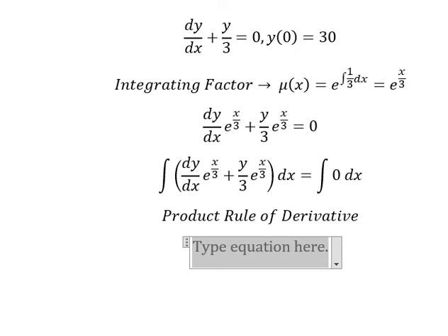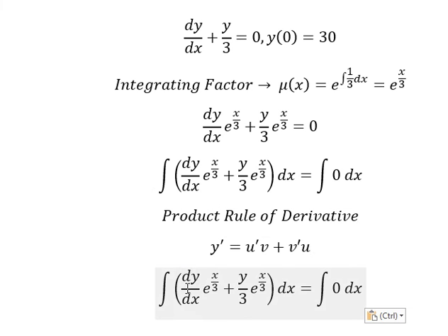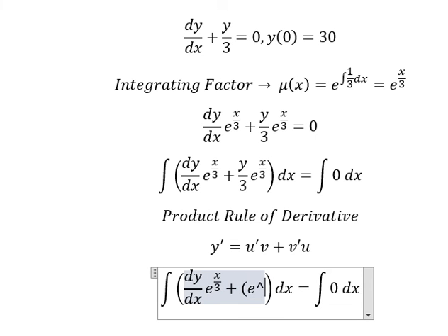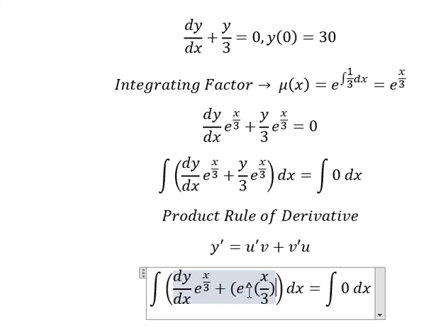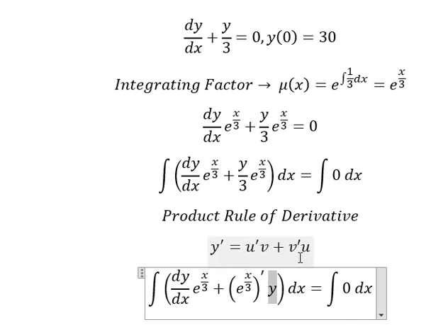So we have the first derivative of y equals the first derivative of u multiplied by v, plus the first derivative of v multiplied by u. If we look carefully at this one, this is the first derivative of u multiplied by v, e to the power of x over 3 with the number 3 here. That's the first derivative of e to the power of x over 3 multiplied by y, and this is u here.